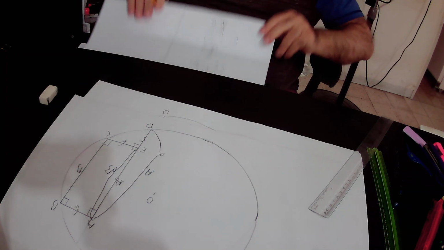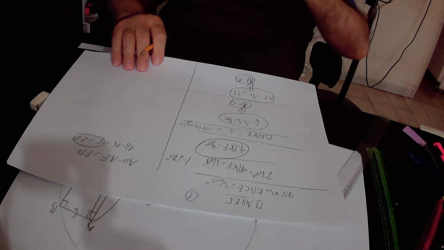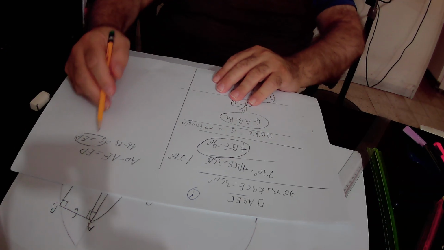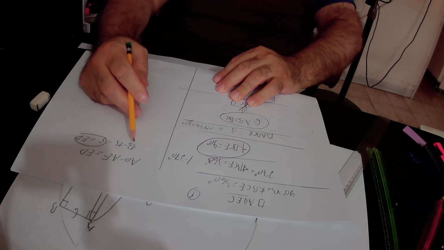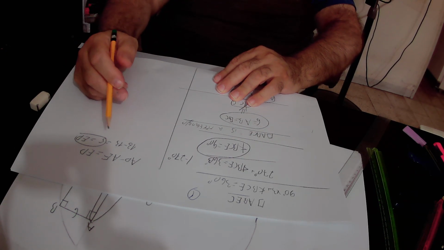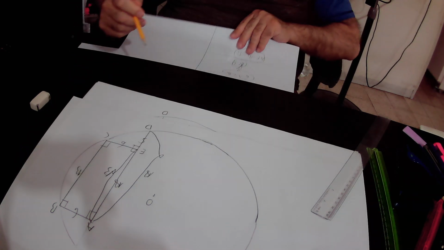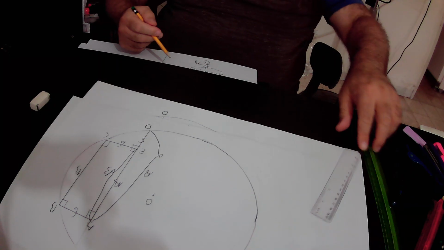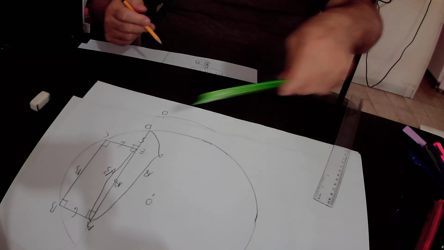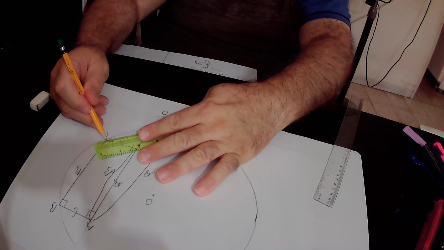I repeat again. ED equals AD minus AE, AD equals 18, AE equals 13. Therefore, ED equals 18 minus 13, that is 5. So ED equals 5 units. In the next step, we will join points D and C together by a straight line.